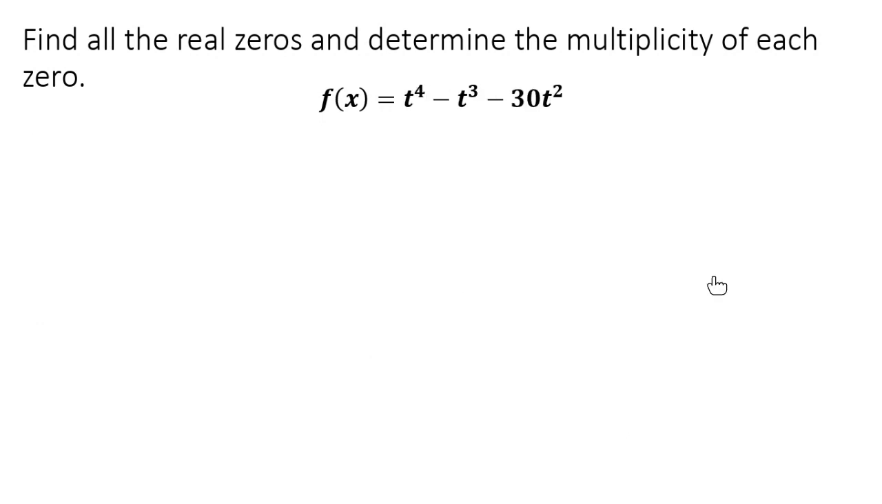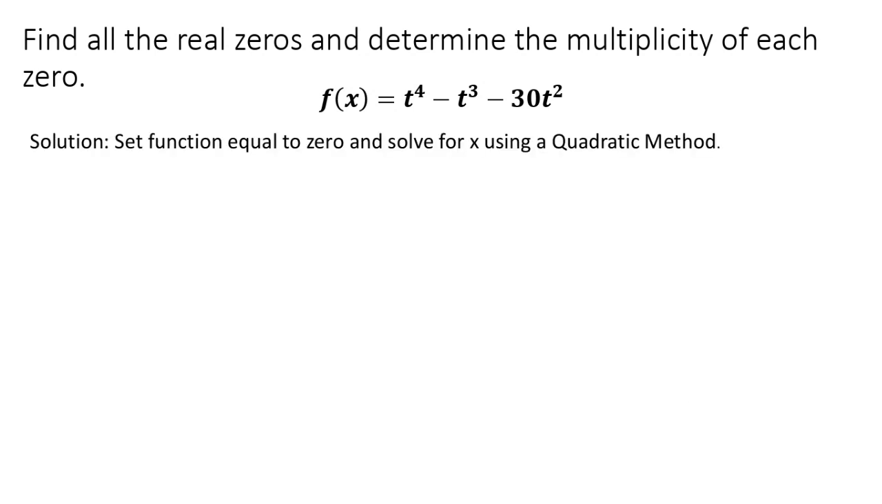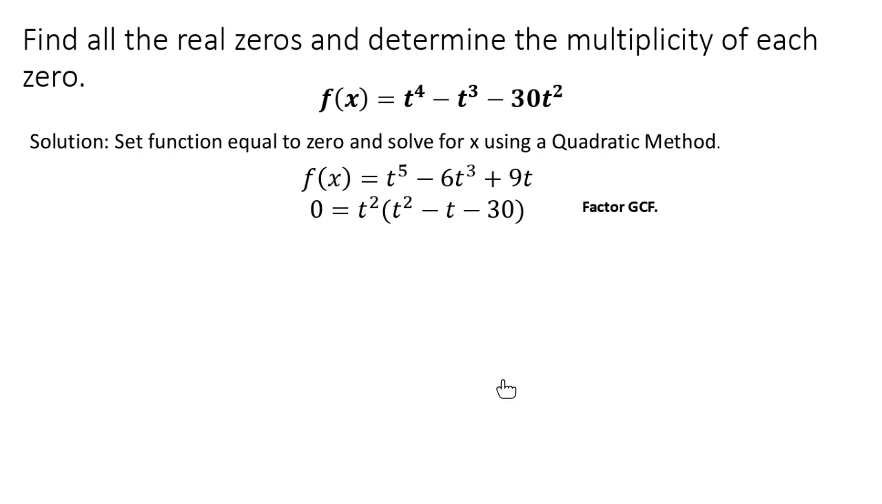Find all the real zeros and determine the multiplicity of each zero. So here, again, since they're wanting us to find the zeros, we set f of x equal to 0. And notice that they all have at least one t. So we can factor out a t here.